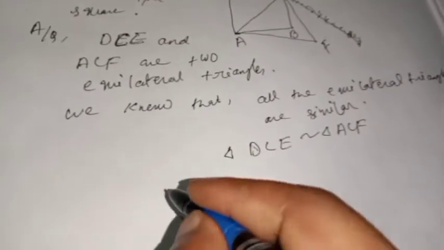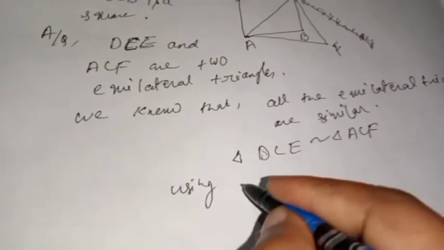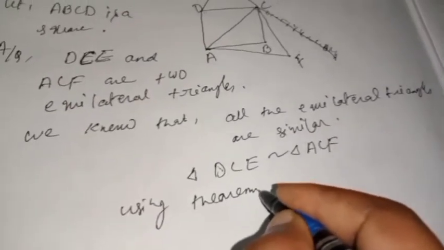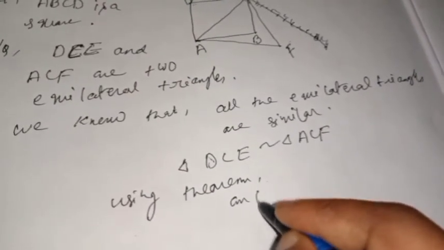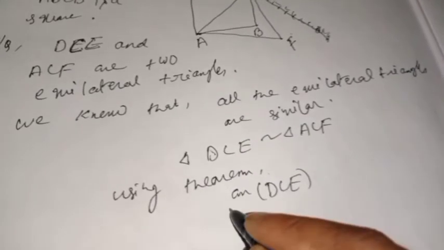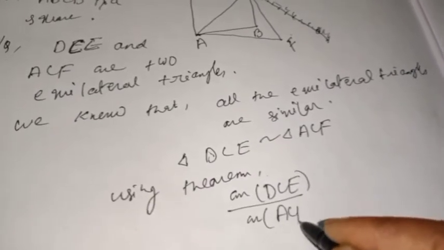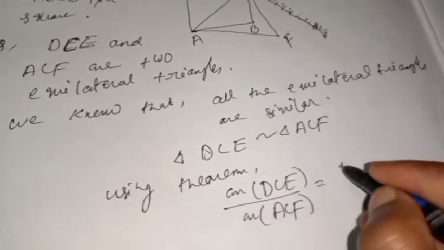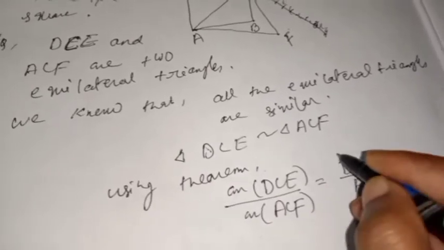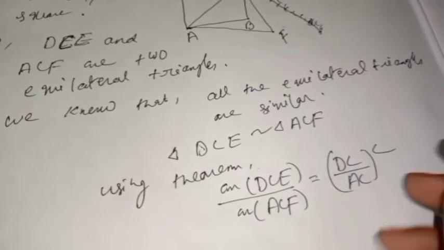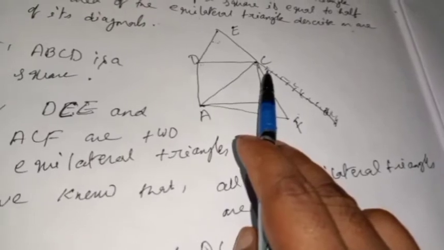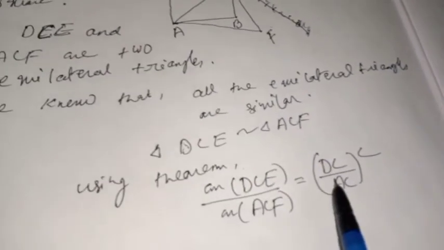So if they are similar, then what? We can use Theorem 6.6. So using the theorem, we can write what? Area of DEC by area of ACF is equal to DC by AC whole square, or EC by CF whole square. I am taking this pair because DC is the side of the square and AC is the diagonal. By taking this pair only, you can get the proof.